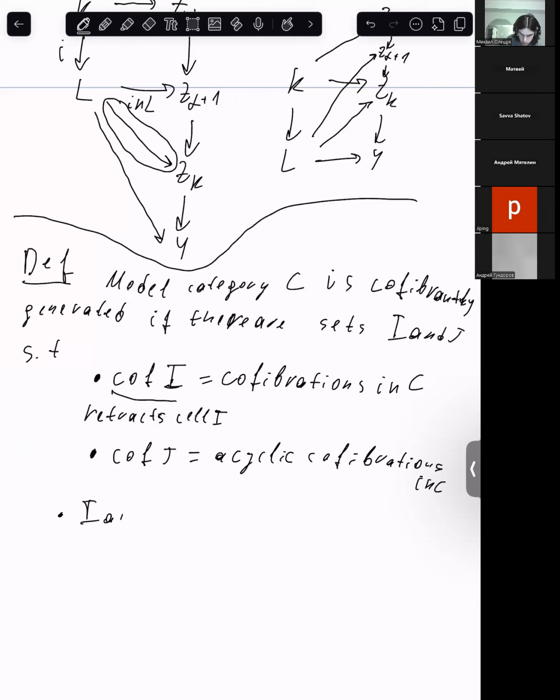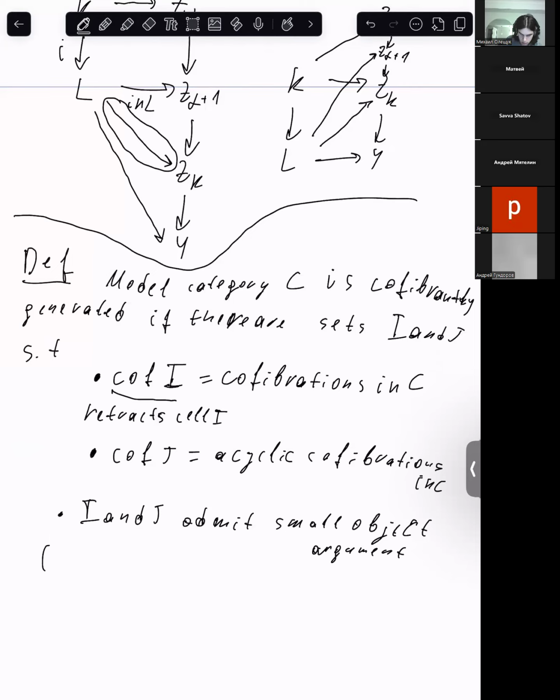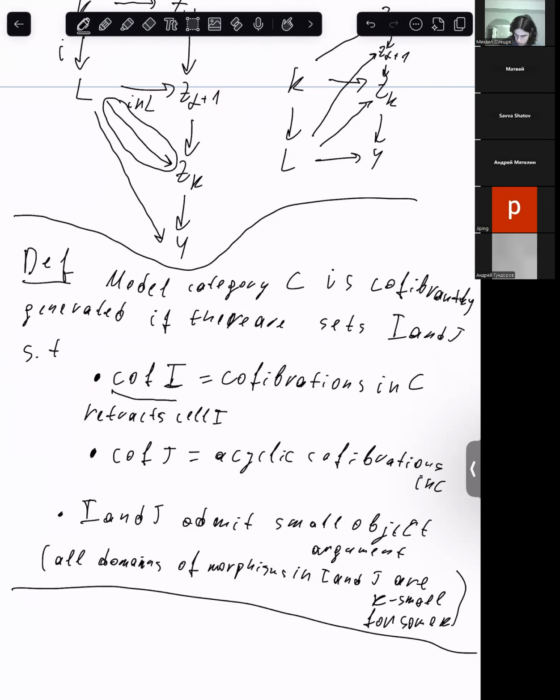And I and J admit the small object argument, which means that all domains of morphisms in I and J are kappa small for some kappa. So this is a definition.